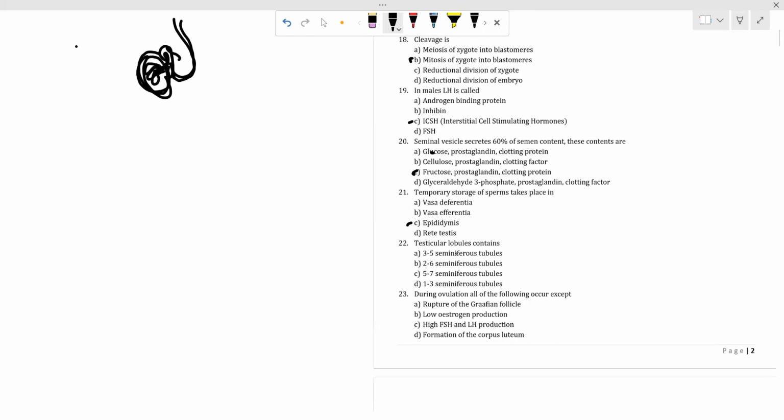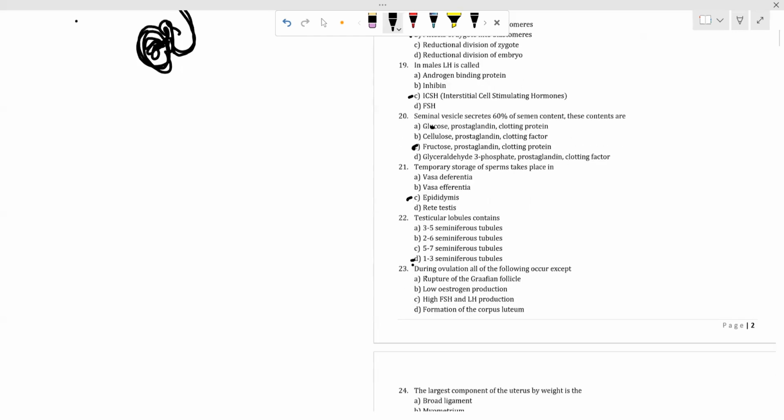Next question: testicular lobes contain. How many testicular lobules and how many seminiferous tubules are there? In the testicular lobules, there are 1 to 3 seminiferous tubules, right?